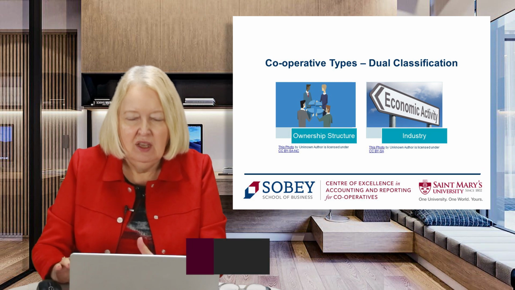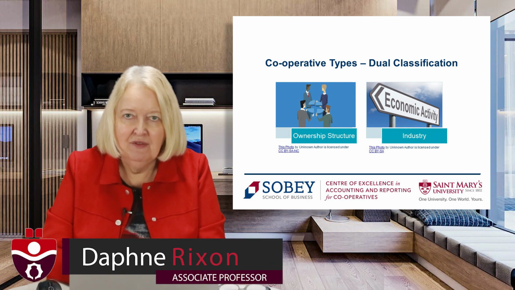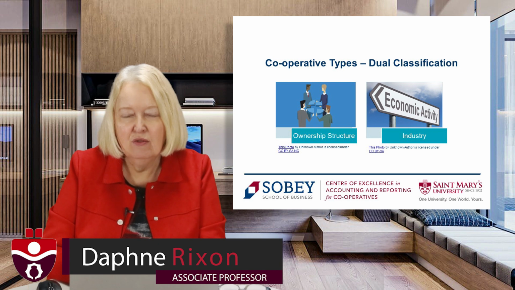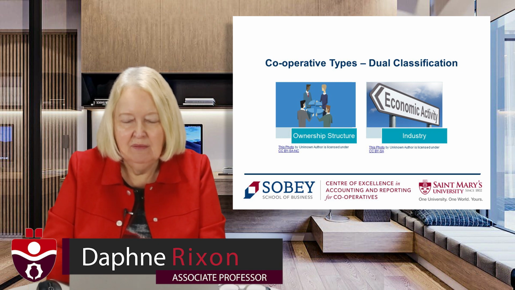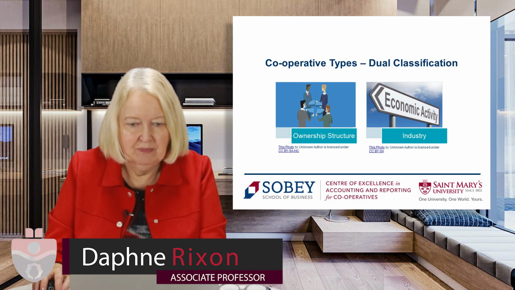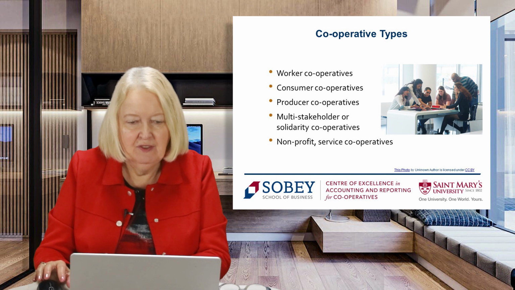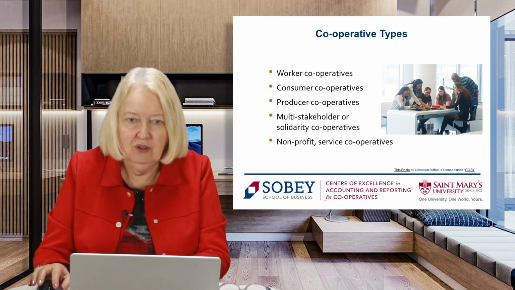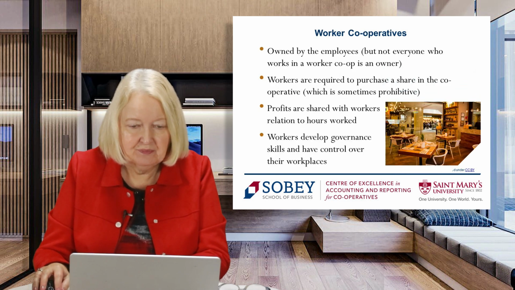So there's two ways to classify cooperatives. Firstly, by ownership structure, and then by the industry in which they operate. So first we're going to look at the ownership structure. In terms of ownership structure, there's worker co-ops, consumer, producer, multi-stakeholder, and nonprofit.